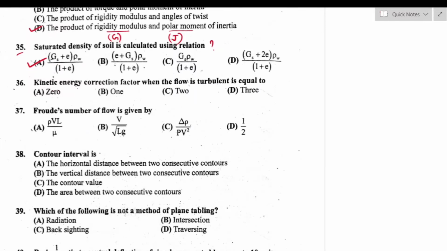Question number 36. Kinetic energy correction factor when the flow is turbulent is equal to. The kinetic energy correction factor is defined as the ratio of kinetic energy per second based on actual velocity to the kinetic energy per second based on average velocity. So, for a turbulent flow, the kinetic energy factor is 1, and for laminar type of flow, the kinetic energy correction factor will be 2. As it is asked for turbulent flow, the correction factor will be 1. Option B is the right answer.